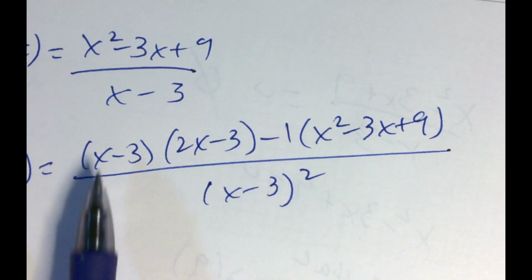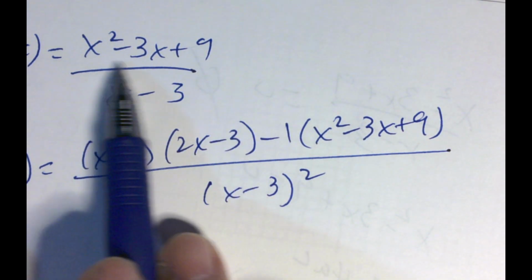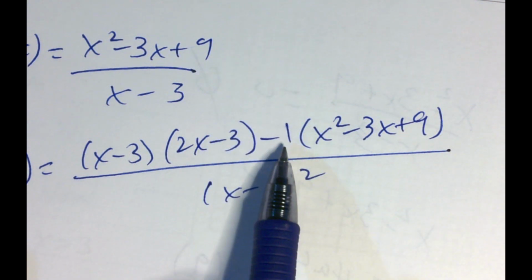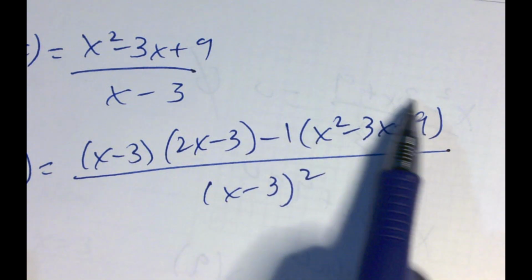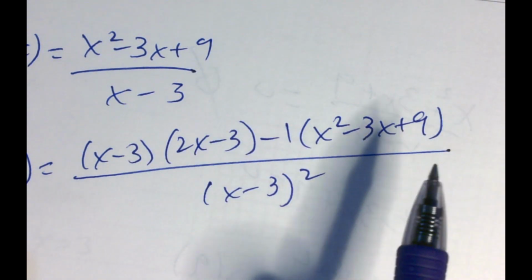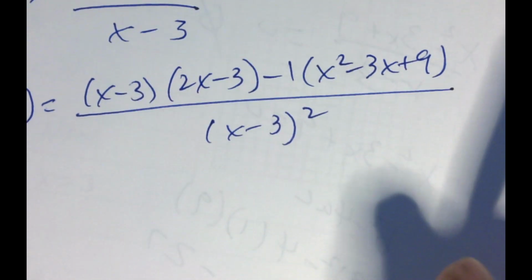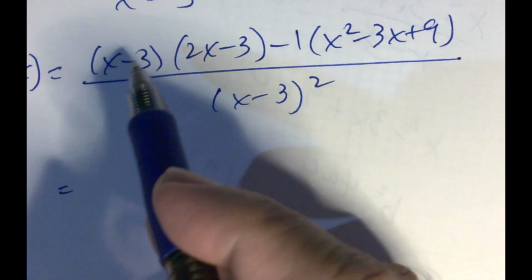So this is the x minus 3. I brought it up. 2x minus 3 is the derivative of the numerator. Derivative of the denominator is 1, right? It's always a minus here for quotient rule. And then times the numerator, x squared minus 3x plus 9. All right. Now I'm going to clean that up some. I'm going to multiply out the first two terms, or at least this part.